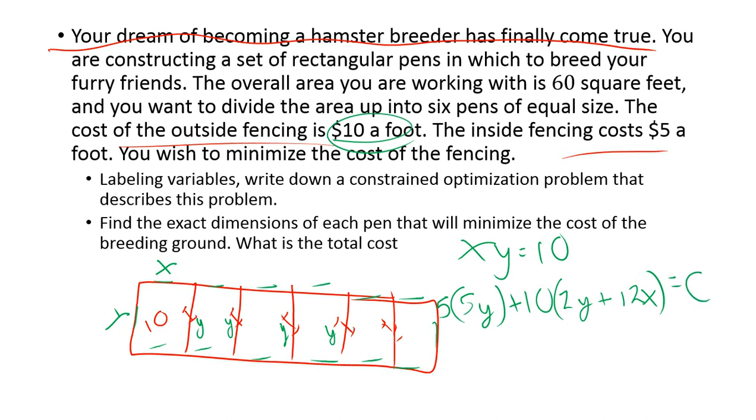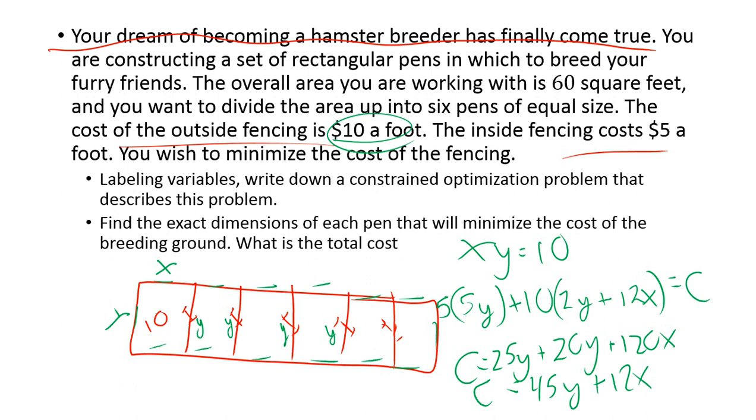So those are our two equations. We've got xy equals 10, and we've got c is equal to 25y plus 20y plus 120x, or simplified, 45y plus 120x is equal to c. Those are our two equations that we're going to be focusing on. This is our constraint right here, and this is what we're trying to minimize. We're trying to get the least amount of cost. So xy is equal to 10 is our constraint, and we have c is equal to 45y plus 120x.